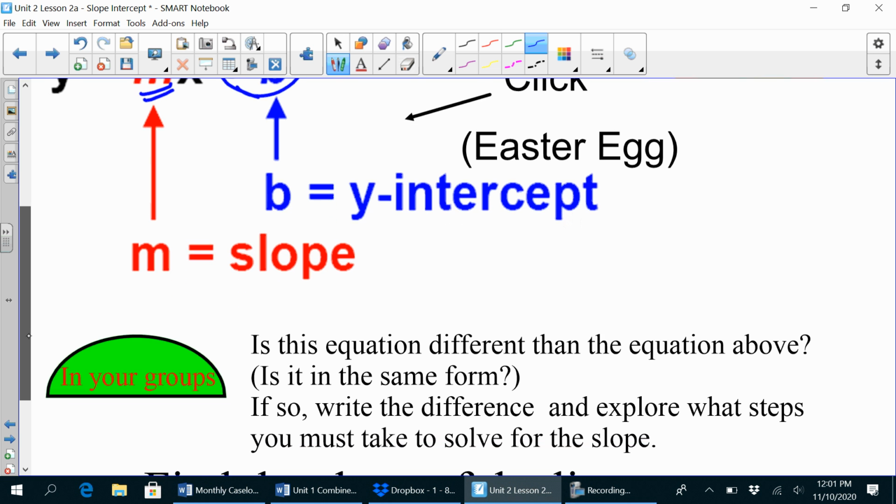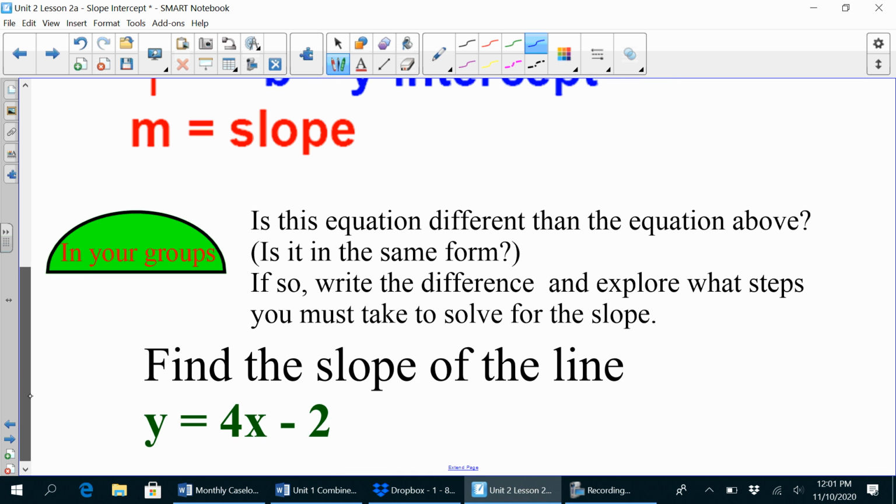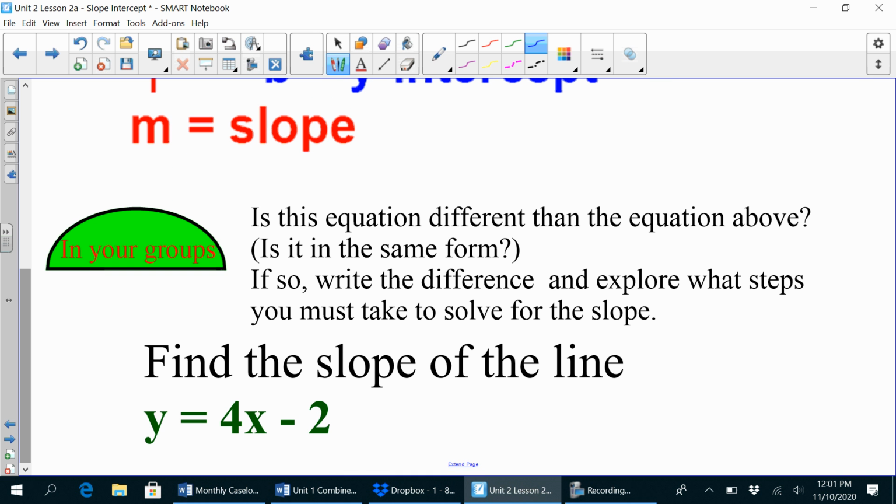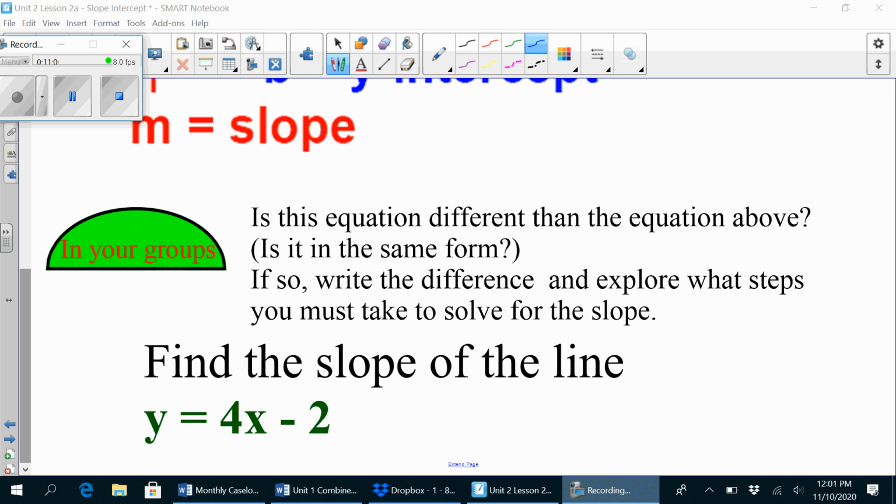So whenever we're working with slope and y-intercept, it's helpful to put that at the top of your page. So here it says, in this equation, is it different than the equation above? If so, let's write the difference and explore what steps you must take to solve for the slope. Find the slope of the line. So this is where you would want to pause your video. I'll give you a chance to work on this one, and then we can go over it together.